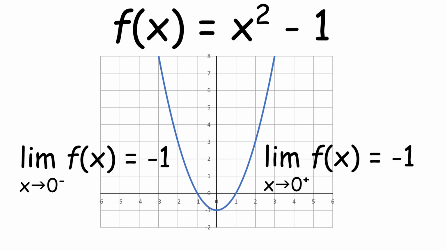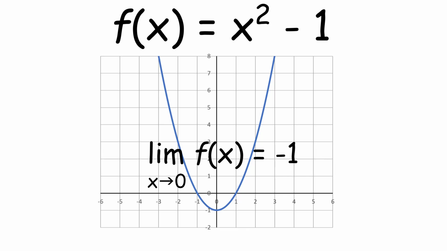When the one-sided negative and positive limits agree like this, then the value they both approach is the two-sided limit for the function, even if the function itself is not continuous and undefined at that point. In this case, the two-sided limit for our function as x approaches 0 is negative 1.